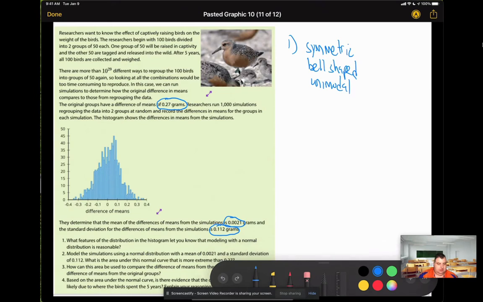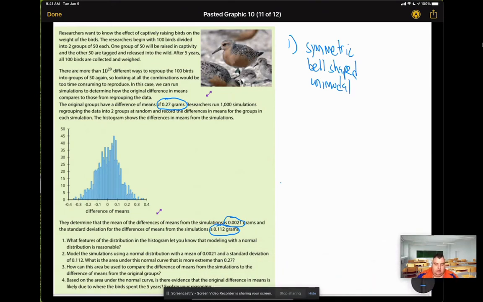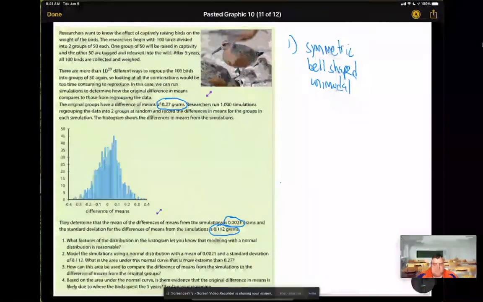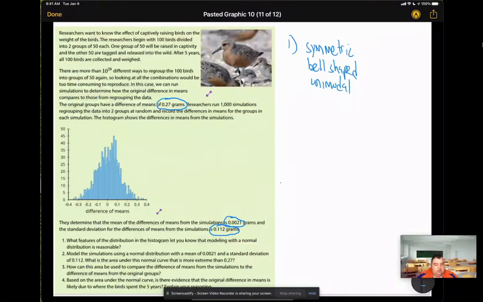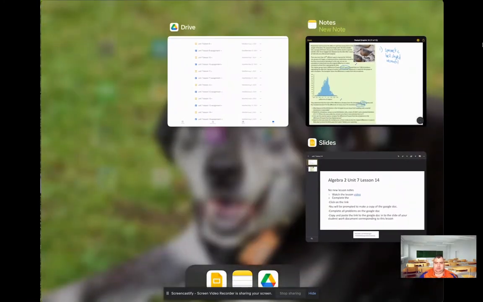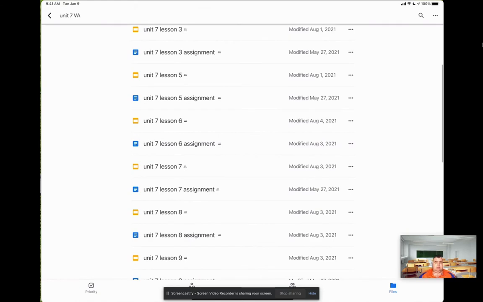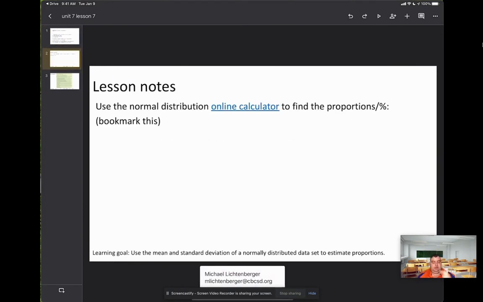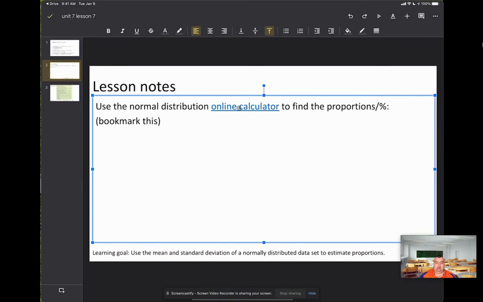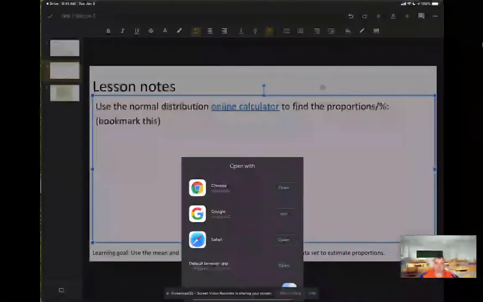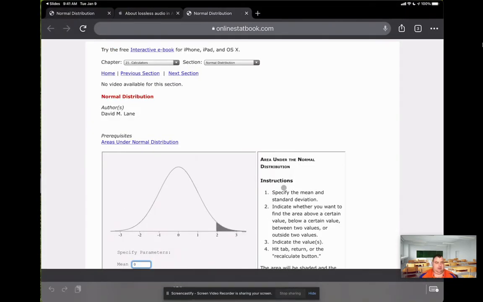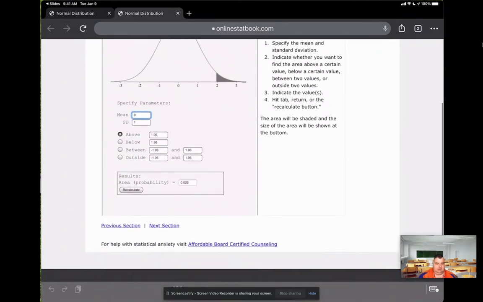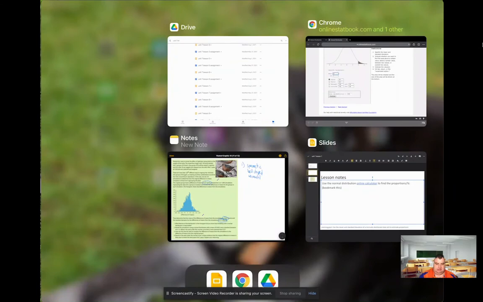Number 2, model the simulations using a normal distribution with a mean of 0.0021 and a standard deviation of 0.112. What is the area under this normal curve that is more extreme than 0.27? So you might remember from a previous lesson when we talked about normal distributions, I believe it was lesson 7, we talked about how to find percentages using this online calculator here. And the online calculator again looks like this. So we're going to use this to find the answer to number 2.